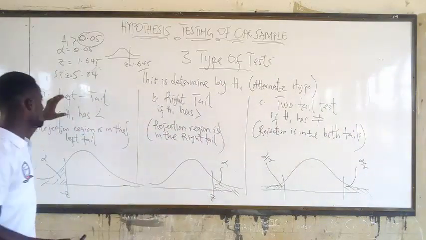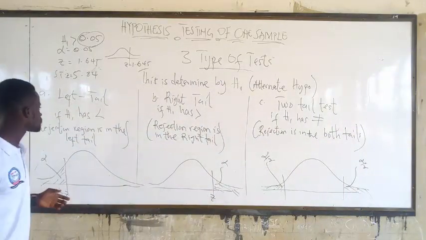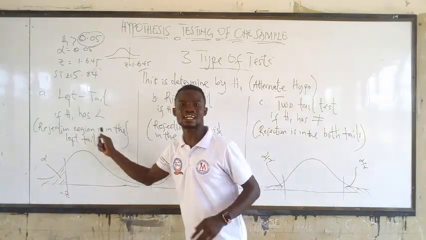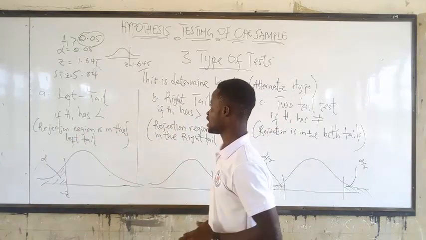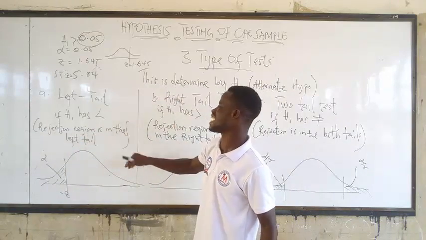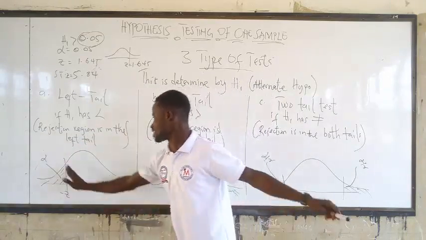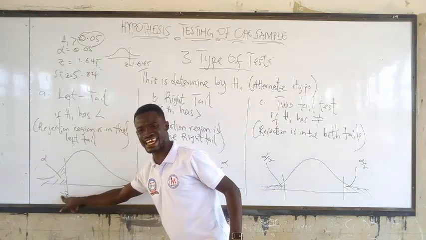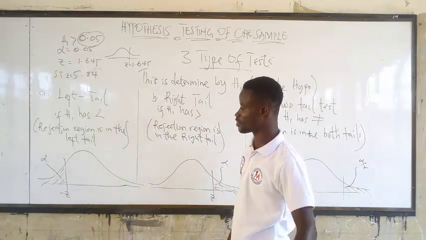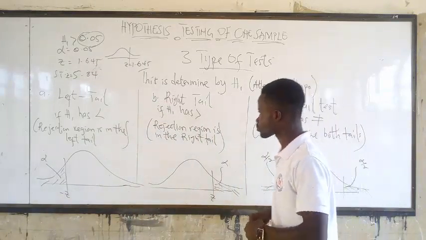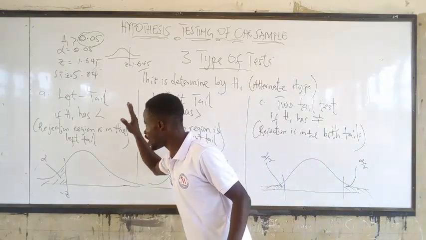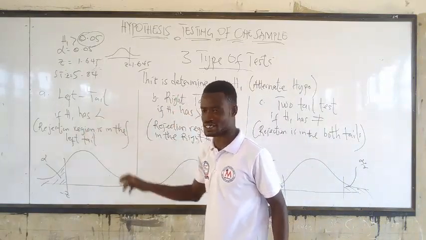The first test is the left tail. When do we say we have a left tail? That is, if the H1 has a less than sign. If the H1 has a less than sign, that means the rejection region is in the left tail. So you see that I'm having it on the left, so you negate your critical value. Do you get me? I believe in you. You are good students. Alright. So this is the H1 having a less than sign.